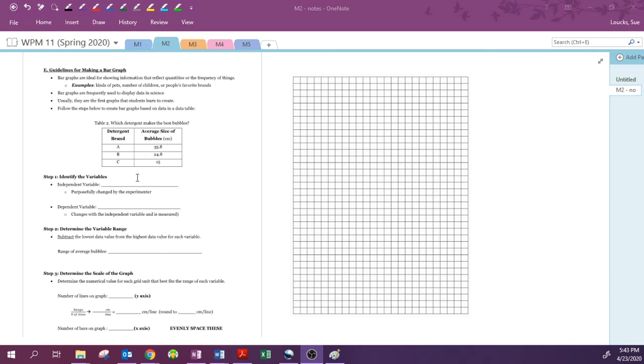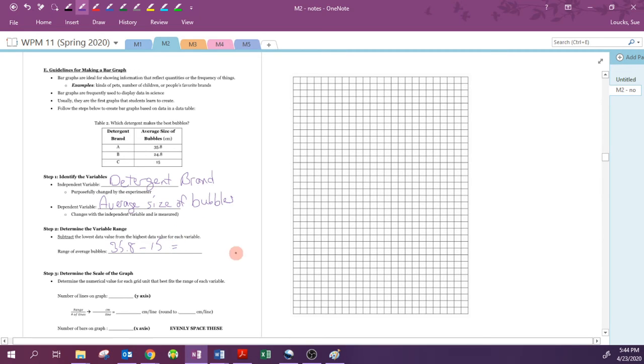The independent variable is the detergent brand, and the dependent variable is the average size of the bubbles, because the size of bubbles depends on which brand you're using. And we're going to do the range for the detergent brand. Our biggest number is 35.8 and our smallest number is 15, and that gives us a result of 20.8 as our range.